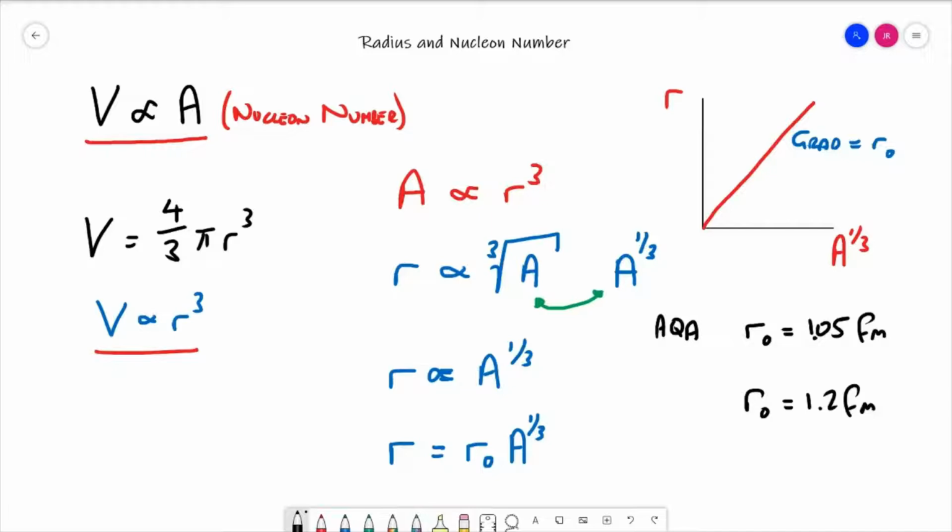At least for the purposes of what we're going to be doing, because AQA are quoting it as 1.05 femtometers, we're going to be taking R0 as 1.05 femtometers.